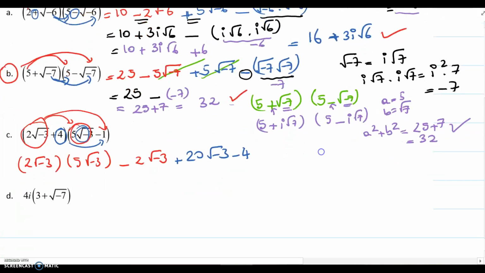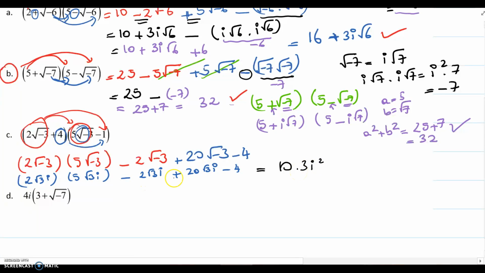All right. So let's clean up this mess first. So what we have here, 2 times square root of 3i, 5 times square root of 3i, minus 2 times square root of 3i plus 20 times square root of 3i minus 4. All right. So 2 times 5 is 10. Square root of 3 times square root of 3 is 3. And i squared.